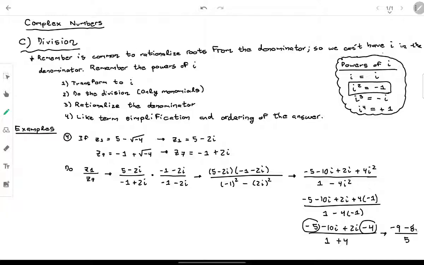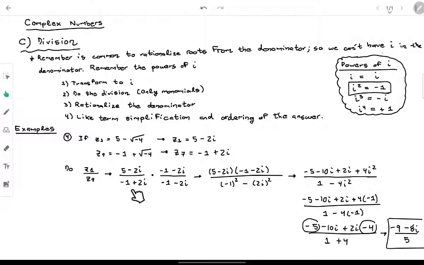Minus 8i. And that will be my final answer. So as I was telling you, in the division, the important part is we need to rationalize the denominator, and we have two possibilities. In exercise number 3, we saw when we have only i, a monomial on the bottom, that we only need to multiply by i to become i squared and eliminate that i from the denominator.